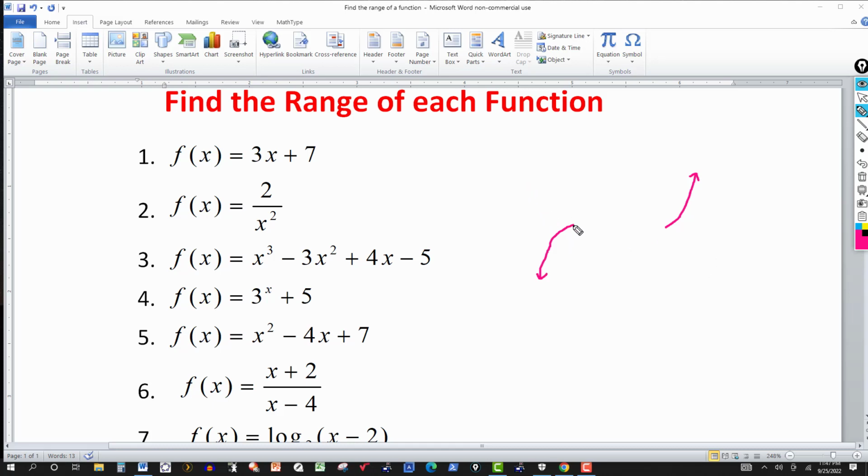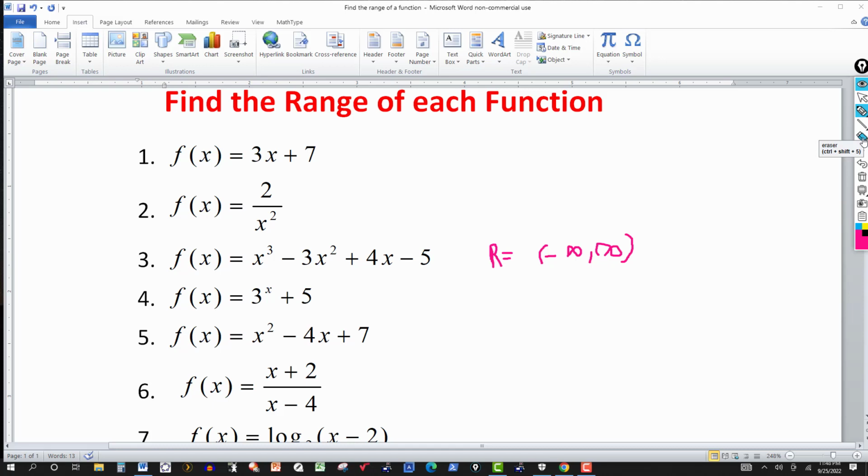It's just reverse. Go up that way and then comes down over here. The range will still be all real numbers. So if the degree of the polynomial is odd, the range will be negative infinity to infinity. Negative infinity to infinity. That's your range.